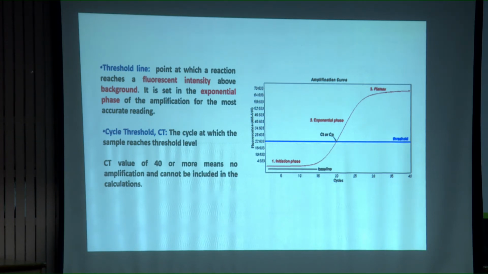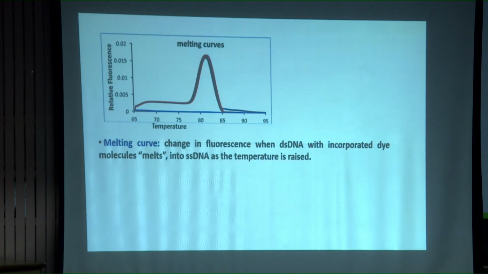CT or cycle threshold, the cycle at which the sample reaches threshold level, you start seeing the curve rising. A CQ value of 40 or more means there is no amplification and cannot be included in the calculations, because it is well standardized that after 35 to 40 cycles, nothing is going to happen, right? And another terminology we encounter in practice, I will teach you each and every one, the melt curve.